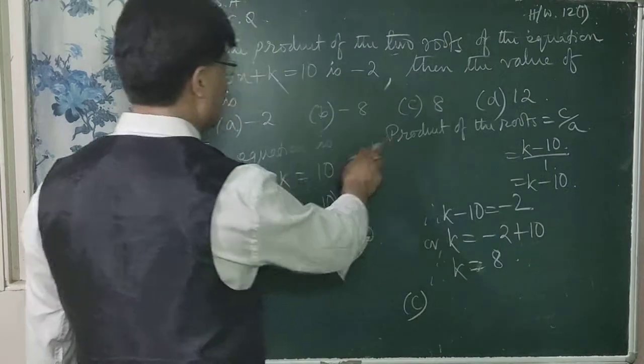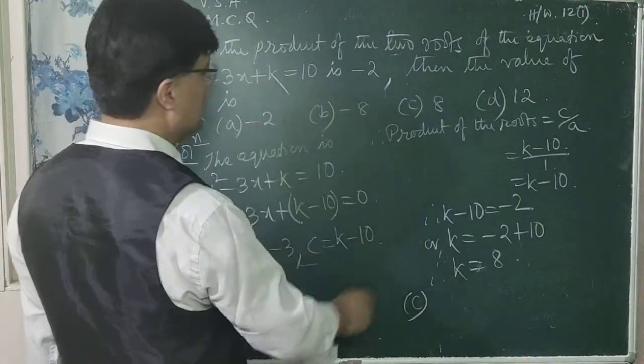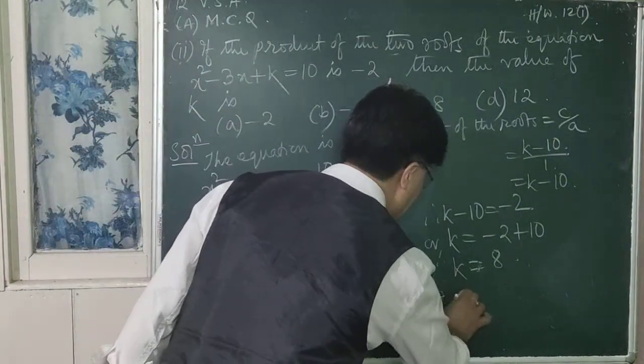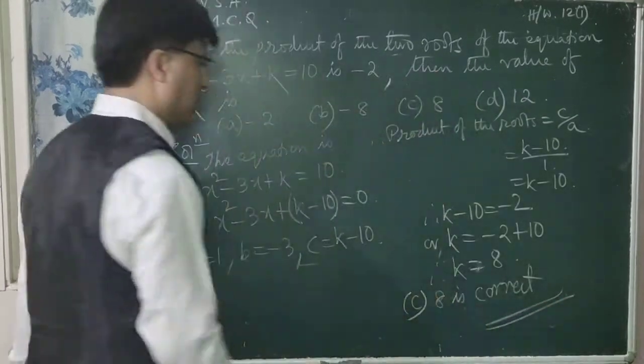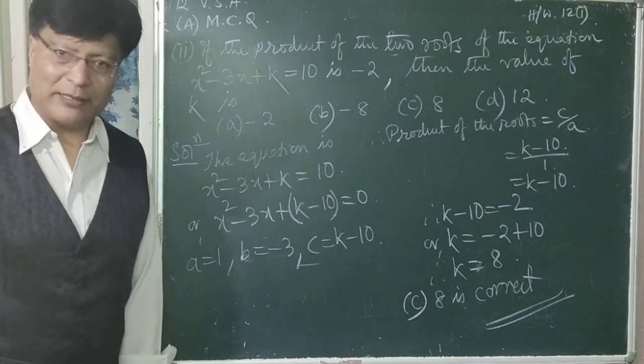So C, what is the value of k? You have to find out the value of k. K is 8. So option C, 8, is correct. Is it clear now?